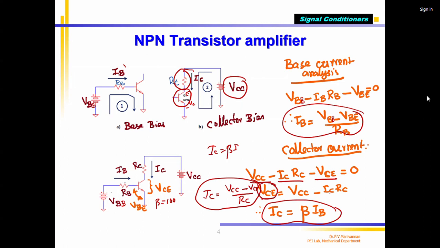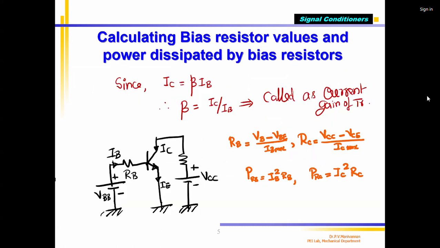VCE can be found out. Now IC is known and RC is known. I said RC equal to 100 ohms, right? So 100 multiplied by IC. IC is nothing but IB multiplied by beta. So automatically you can find out what is the VCE, and you can find out IC also. So this is why you compute the IC and IB for a given transistor.